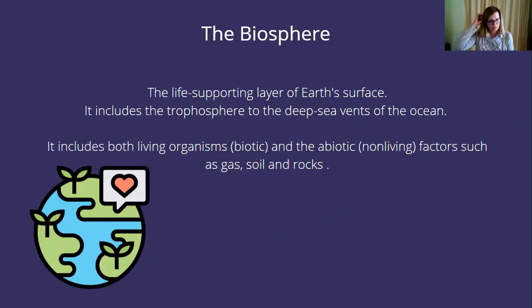Well, let's talk about this one. This is the one we're going to concentrate on today. This is called the biosphere. Bio means life, and this is the life supporting layer of the Earth's surface.